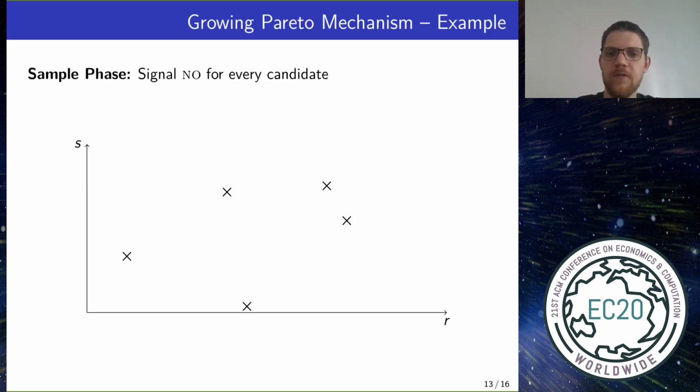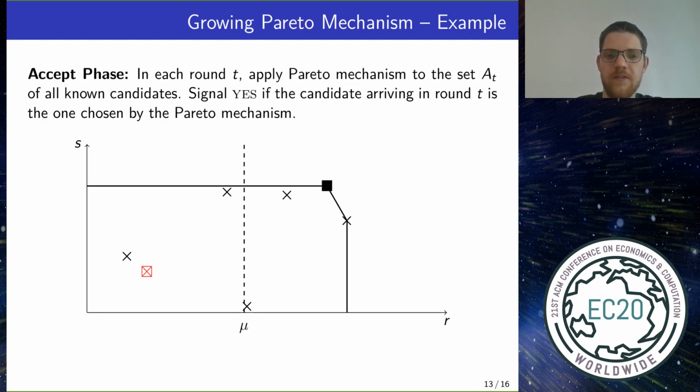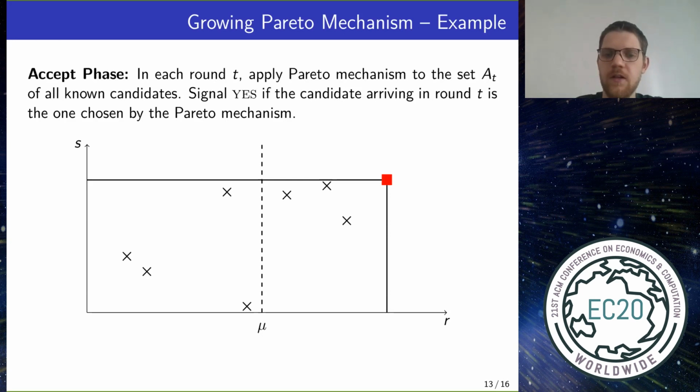Now I'll give you a short example of this. So let's assume that those are the candidates as they were sampled during the sample phase. Now, if a new candidate arrives, we have to run the Pareto mechanism and see whether this new candidate will be recommended. Obviously, in this case, it's inside the convex hull of the candidates, so it will not be recommended. If another candidate arrives, the same thing happens again, and we see that this candidate will not be recommended either. But as this is an example, there's always a candidate that's being recommended. So in this case, we can see that the Pareto frontier goes through the new candidate and it's the best candidate for both players. So it will be recommended.